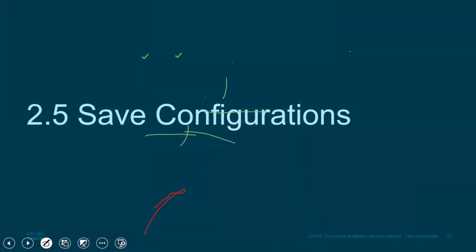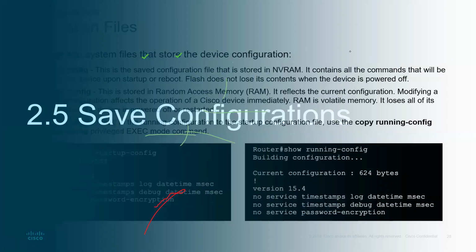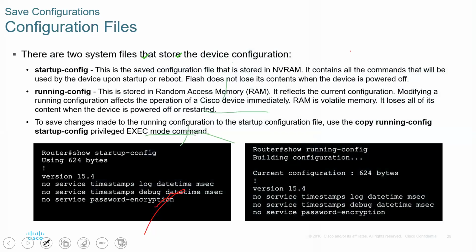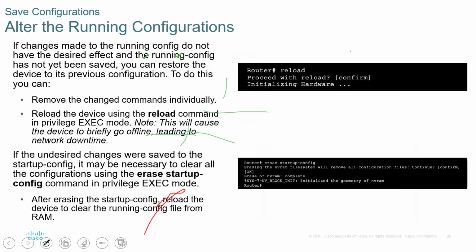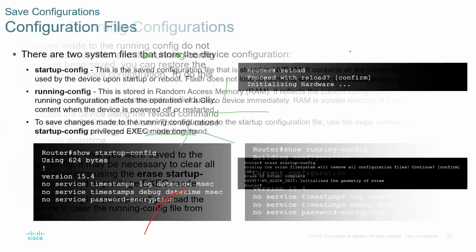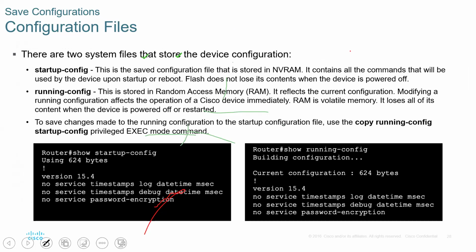Okay. After you've done your configuration, how do you save it? Saving your configuration is very, very simple. All right. You have different ways to save. You have what we call copy run start, or copy startup, or running configuration. But before then, the system has two types of files. It has what we call the startup config and it has the running config.